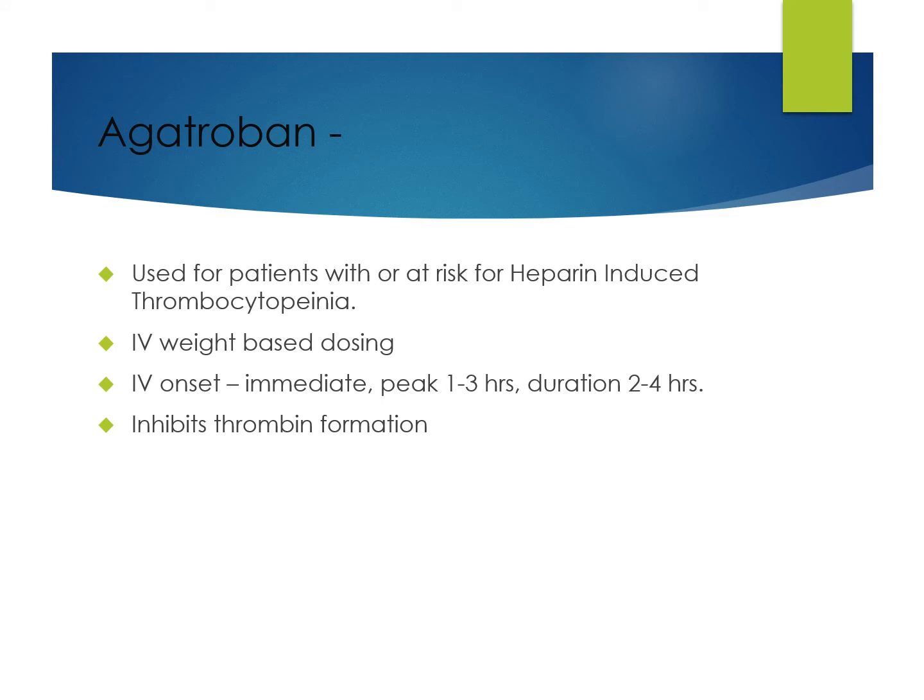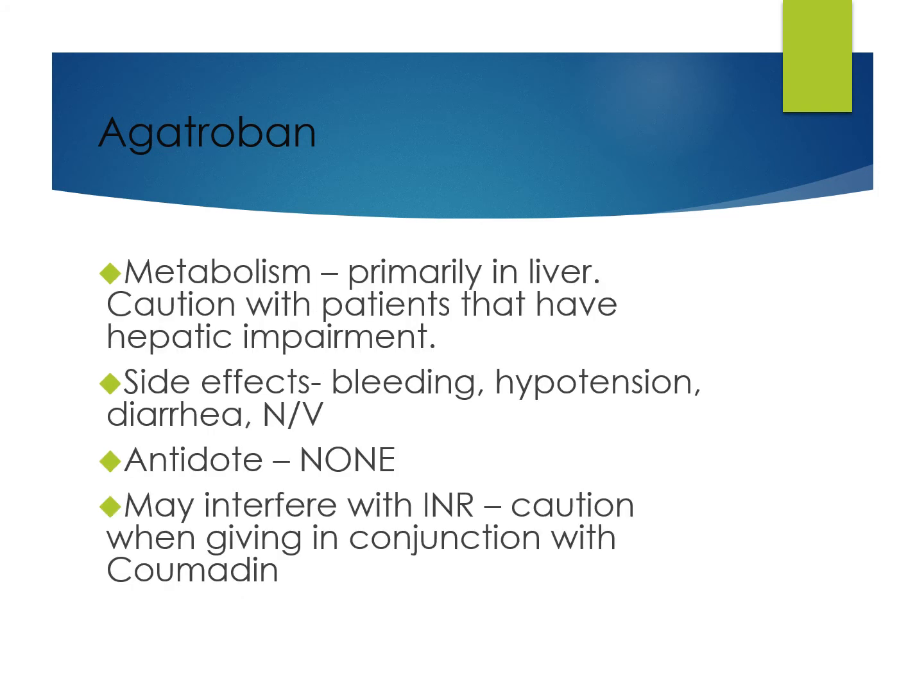Argatroban is another form of IV therapy for people who have heparin-induced thrombocytopenia. Its onset is completely different, but it's still on a weight-based protocol, and it inhibits thrombin formation. Its metabolism is primarily in the liver, so you have to be careful if there's any liver issues, hepatitis, any potential liver damage that may be part of this patient's history.